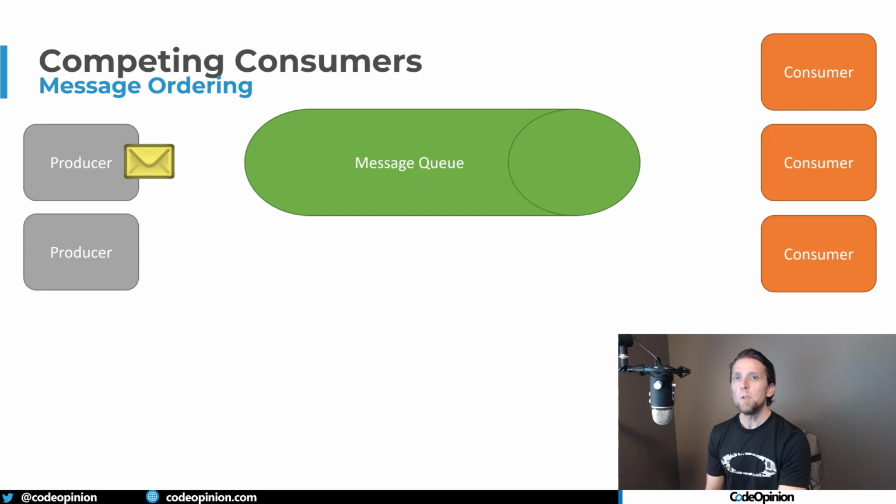So the second issue is with message ordering and the thought that a message is going to be processed in the sequence of how it was queued. And that's not really the case. It will get sent to a consumer, generally FIFO, first in, first out, but that doesn't mean it's actually going to get processed in time.